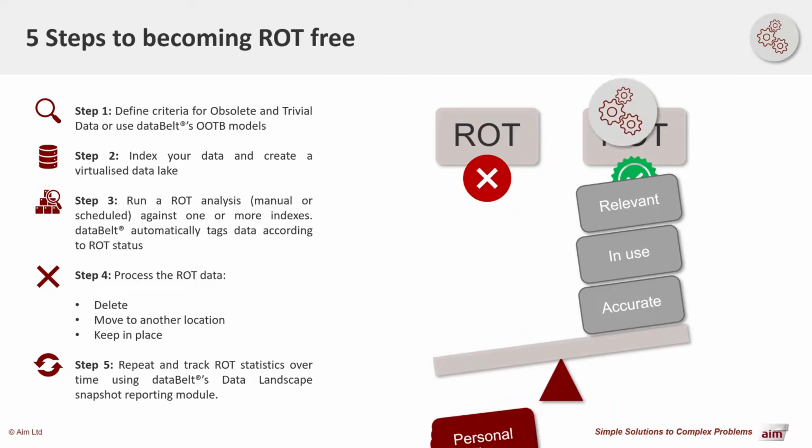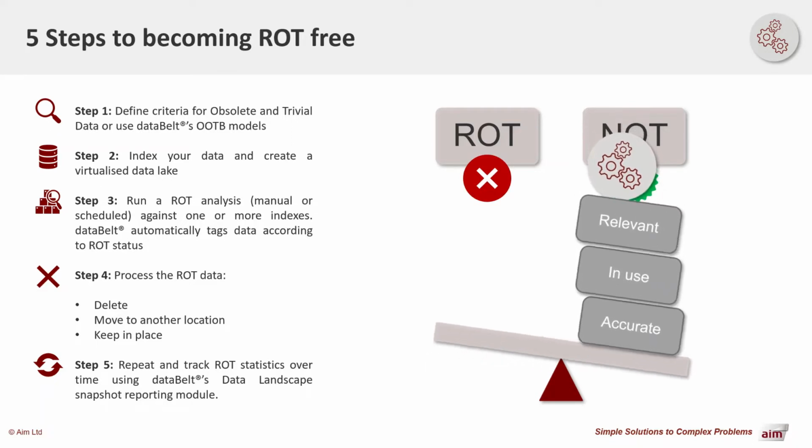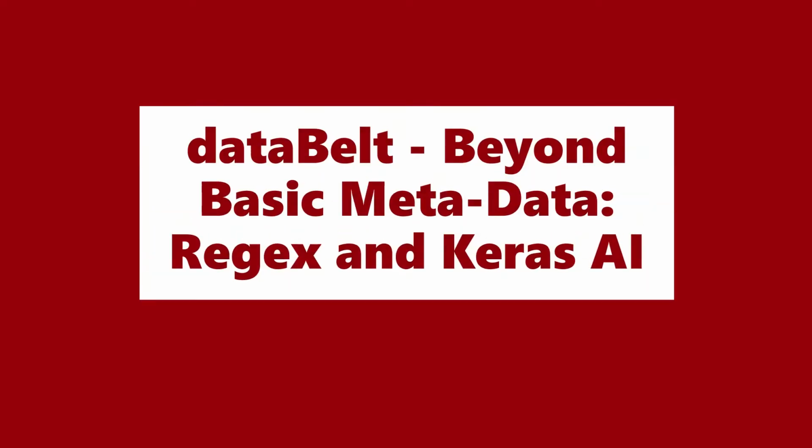We can then process the ROT data, either by deleting it, moving it to another location, such as a lower cost storage area, or leave the data in place to be picked up by automatic retention policy processes. And as the removal of ROT is not a one-off action, it's an ongoing process, we can report on ROT over time using our data landscape module, and we can rerun our ROT processes at the required frequency.